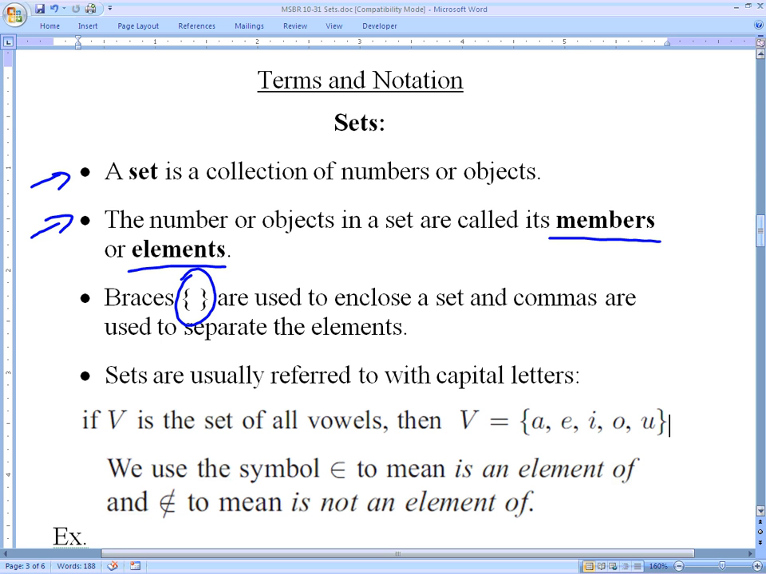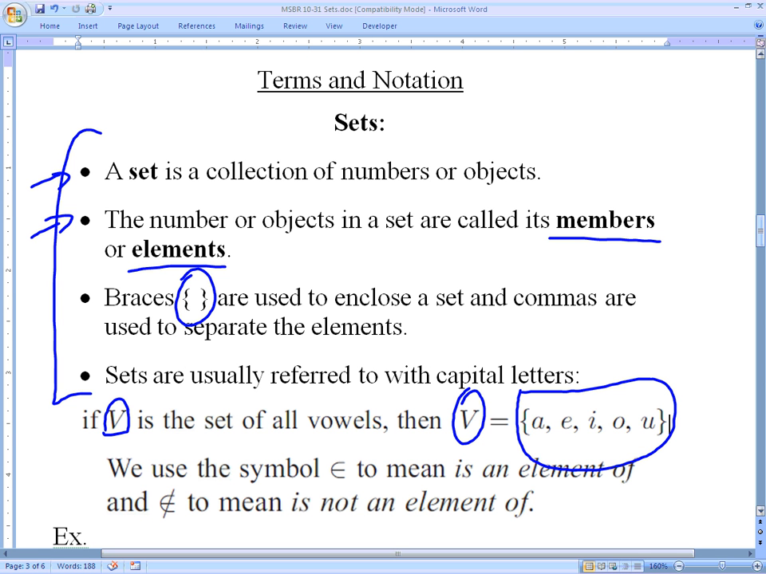So taking these first four bullet points and putting them all together, we could have V be our set. It's a capital letter. If V is the set of all vowels, then set V is equal to this set here. And again, that's being used with set notation. Braces on either end, and we've got A, comma E, comma I, comma O, comma U, all the members of the set, or all of the elements of the set, being the A, E, I, O, and U. The set name being the capital letter V, and it's just a collection of numbers or objects in this case.